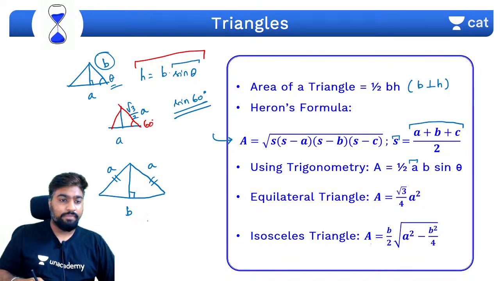This is what? Half B by 2, which is this part, into the square root of A square minus B square by 4. Using A square minus B square by 4 is basically using Pythagoras theorem. See, if I want to find out the height of this, how long this is, I'll use A square minus, but since this is B by 2, this becomes B by 2 whole square, B square by 4. Are you getting this? I hope you are understanding this. This works for isosceles triangles when the sides are given to us.